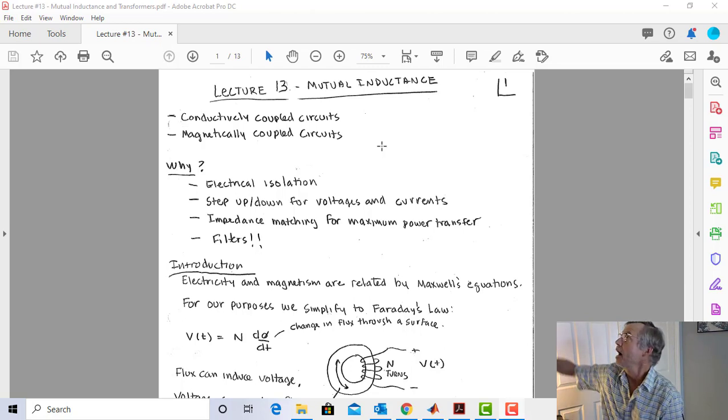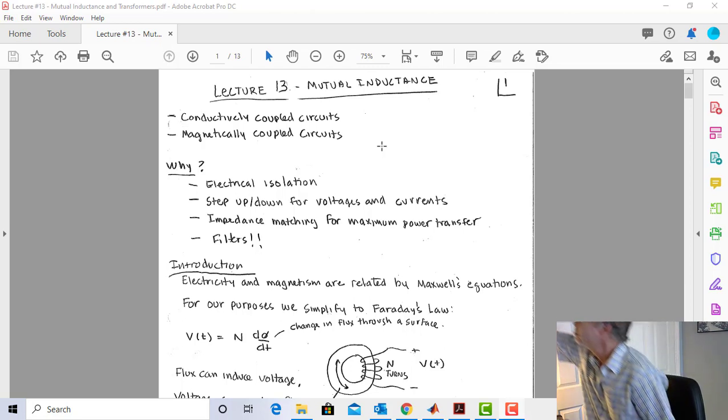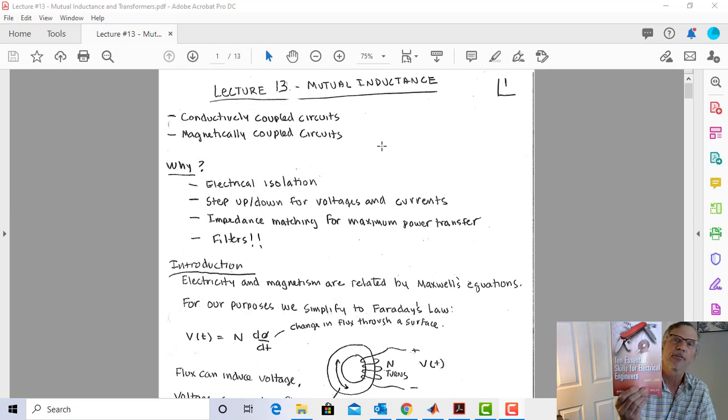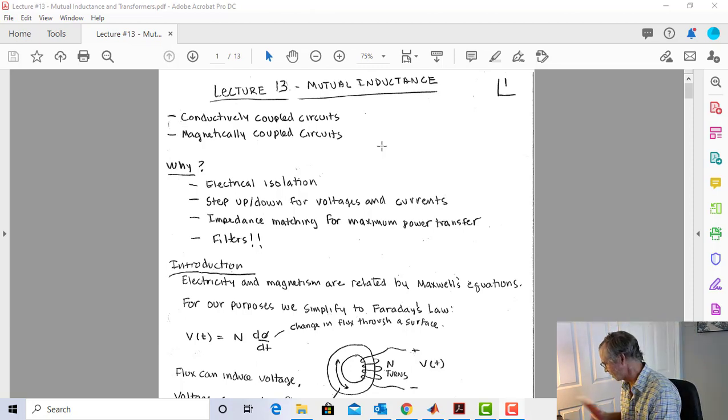Now, I think transformers are pretty cool. One of my favorite comments, if you look on the cover of this fine book, you're going to see a toroid on there. And it's a beautiful little toroid, and when I was looking at things I wanted on this cover, I wanted magnetically coupled circuits.